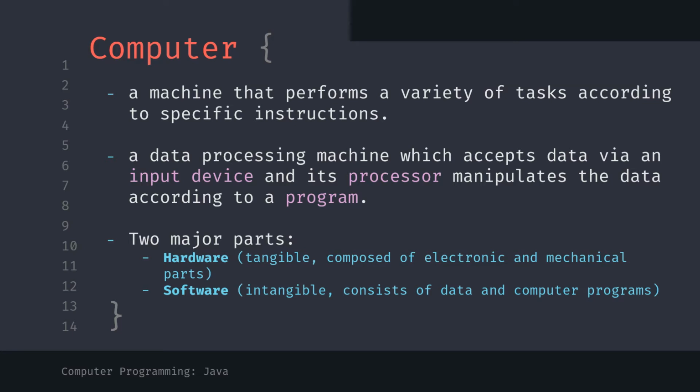What is a computer? It is a machine that performs a variety of tasks according to specific instructions. It is a data processing machine which accepts data via an input device and its processor manipulates the data according to a program. There are two major parts of a computer, the hardware and the software. The hardware is composed of tangible parts, while the software is composed of intangible parts.